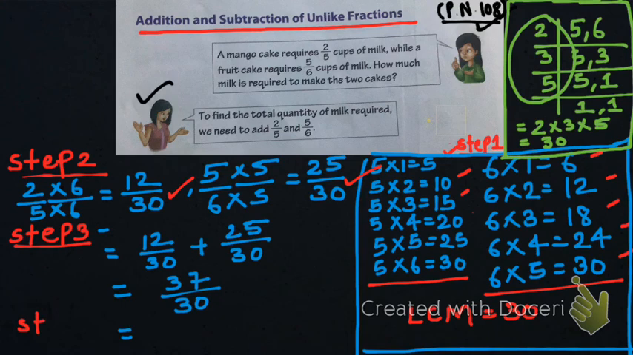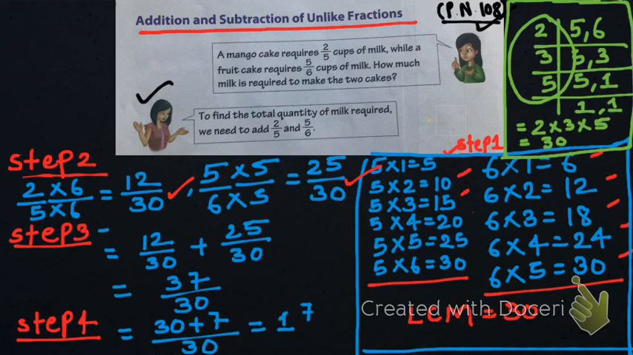Now students, that is an improper fraction. An improper fraction means the numerator is greater than the denominator. So next you have to make it a proper fraction. Okay, so in 37 upon 30 we have 30 parts plus 7 parts. So students, 30 parts is 1 whole, and you write 7 upon 30 parts. So this will be our answer. 7 upon 30 cups is our answer.